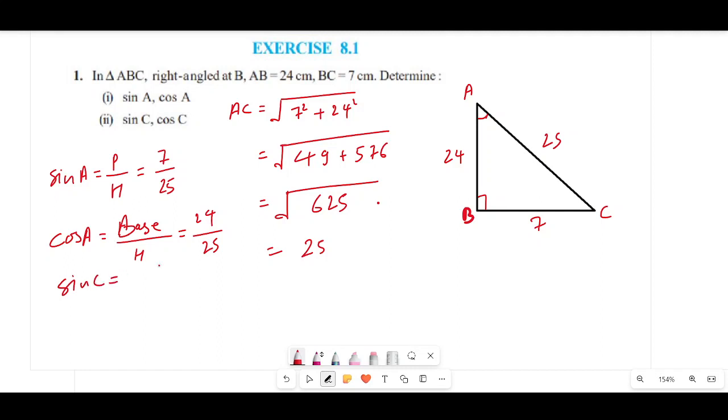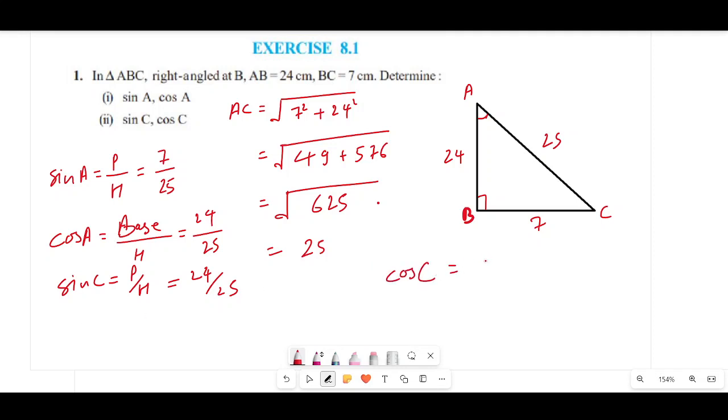Now what is the value of sin C? If you take angle C, then the opposite side will be perpendicular. Now sin C, here perpendicular will be 24 and hypotenuse will be 25. That is the answer.